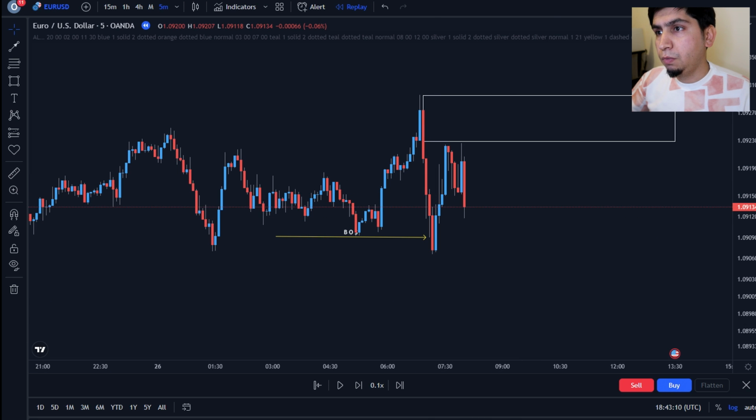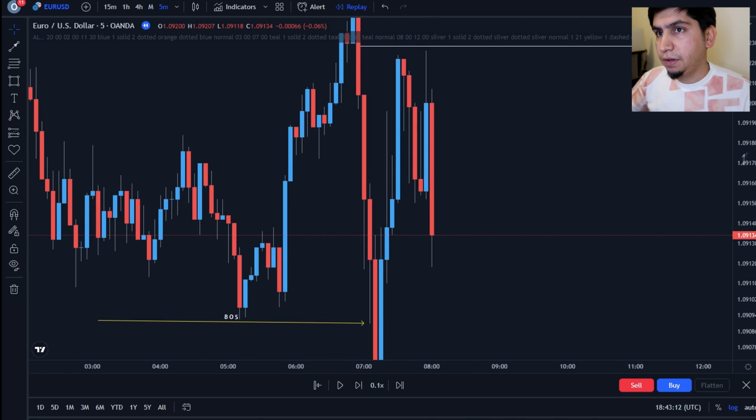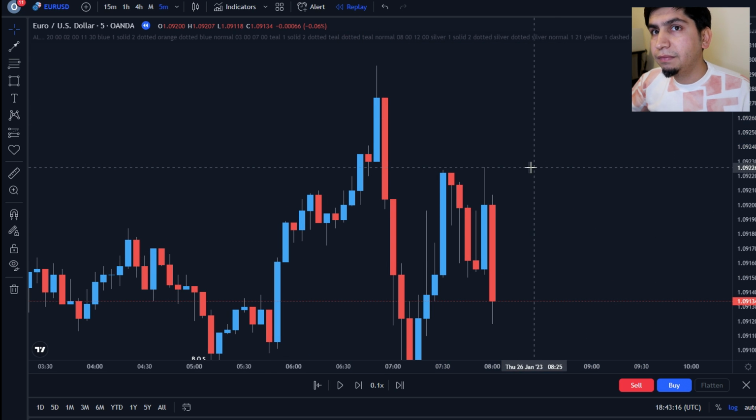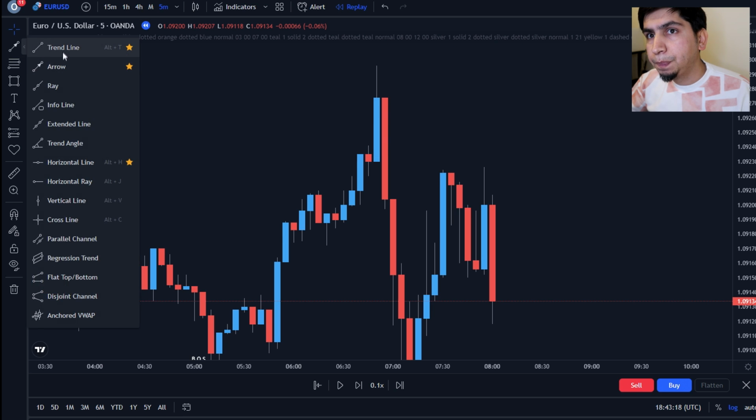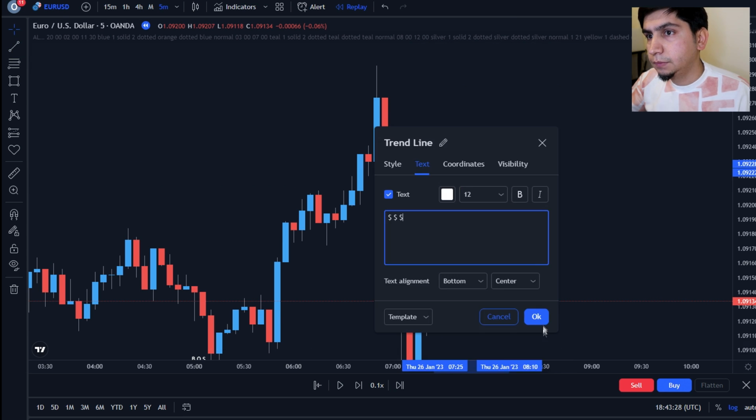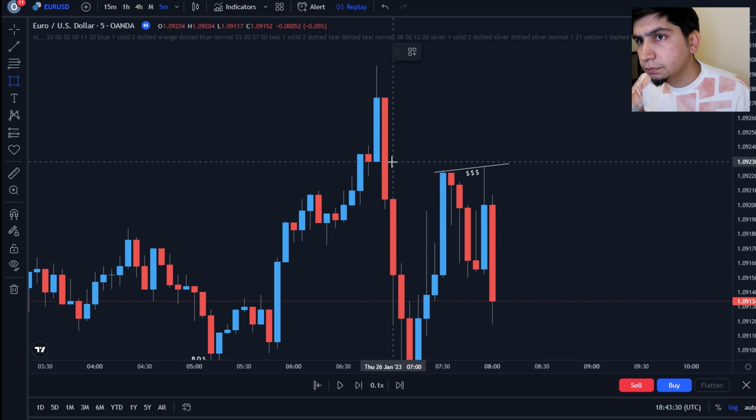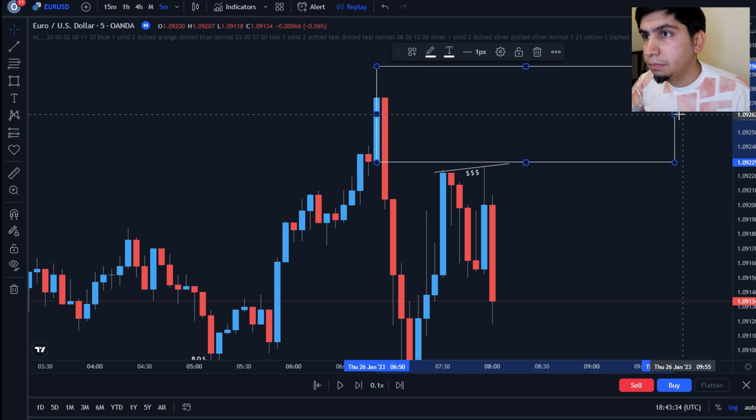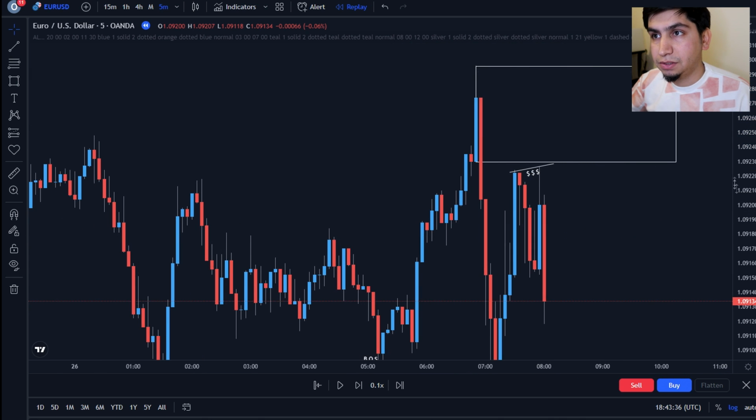Okay, so now we have liquidity generated. If I zoom in, let me remove this. We have this relative high, which is a liquidity zone. Now let's mark our order block again, and even at this point our order block has not been mitigated, which means it's still valid.